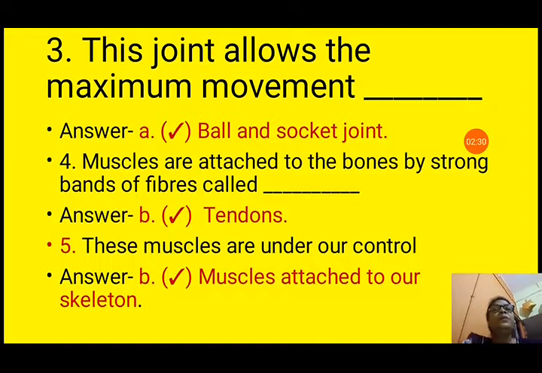Question number 5. These muscles are under our control. We have seen that there are two types of muscles. One is voluntary muscle, which is under our control. These are also known as skeletal muscles because they are attached to our bones. The second is involuntary muscles, which are not under our control; they move automatically. So option B, muscles attached to our bones, our skeleton, are voluntary muscles. We can use these muscles according to our will, like leg muscles and arm muscles. We can move our legs and arms with our will.